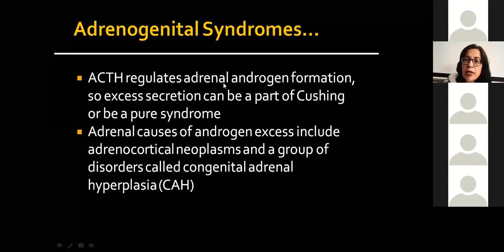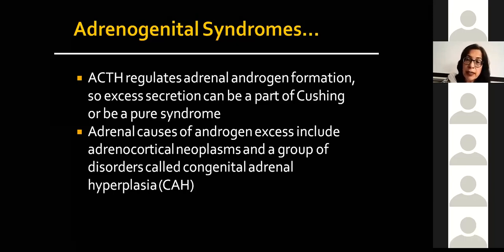ACTH regulates adrenal androgen formation. We did that cortisol is stimulated by ACTH, but even the adrenal androgens are stimulated by ACTH. Aldosterone is stimulated by the renin-angiotensin system. So if there is excessive ACTH, it can cause excessive androgen formation also. Adrenal causes of androgen excess include adrenocortical neoplasms and a group of disorders called congenital adrenal hyperplasia. Supposing there is an adrenocortical neoplasm, it can cause androgen excess. Fine. Then there is something else which is called congenital adrenal hyperplasia.